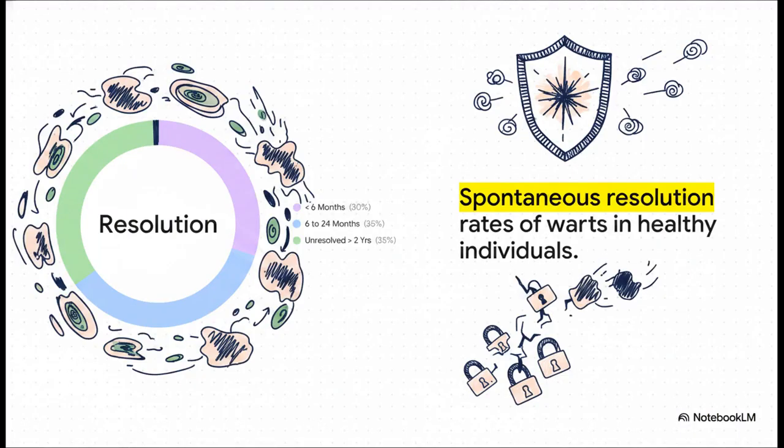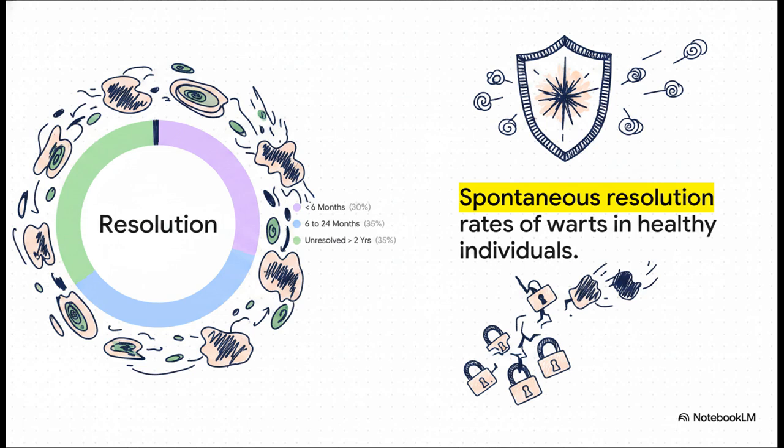So what happens if we do nothing? Well, the host immune response plays a massive, decisive role here. As the data shows, 30% of warts spontaneously resolve within 6 months, and an additional 35% clear up by the 2-year mark. That means a total of 65% just resolve on their own within 2 years in healthy individuals.